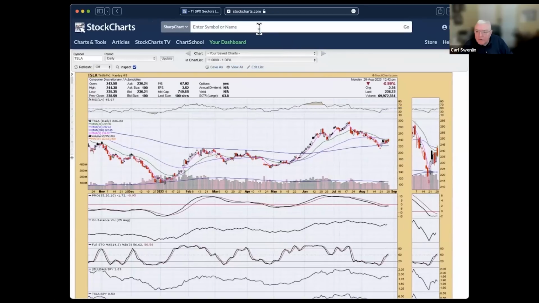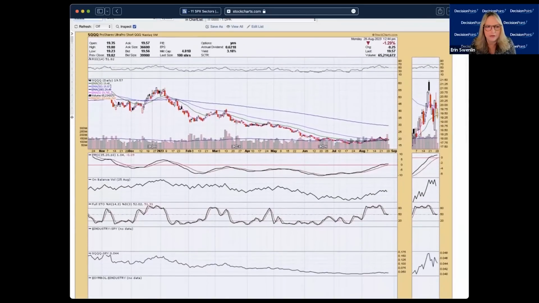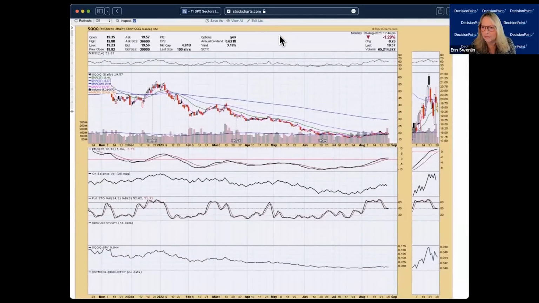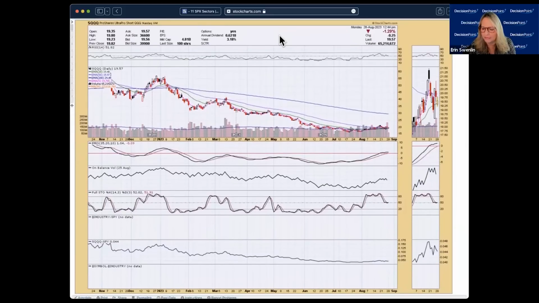Okay, SQQQ. This is the UltraPro Ultra Short of the QQQ. Everybody knows I've been very bearish on technology. I still am fairly bearish, although it looks right now like we're getting a pause in that decline. So I turned my inverse off. You could certainly keep your inverse on at this point, but we're in a pause. We're in a possible relief rally going on. So I think it would be a good short-term hedge to have an inverse in your portfolio.